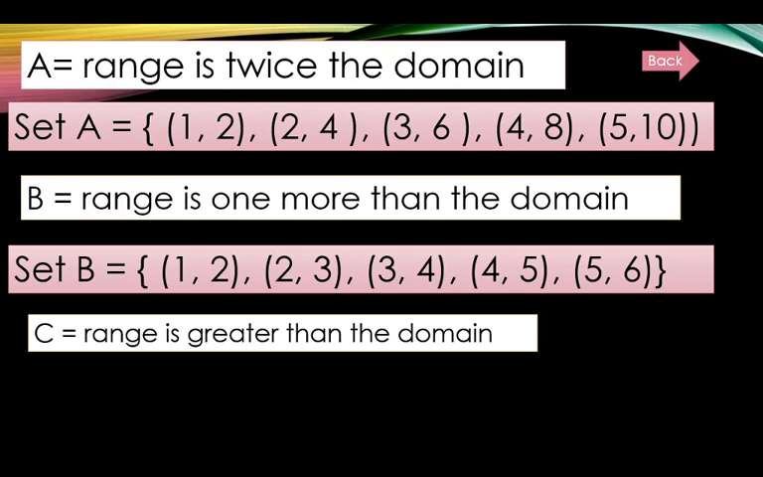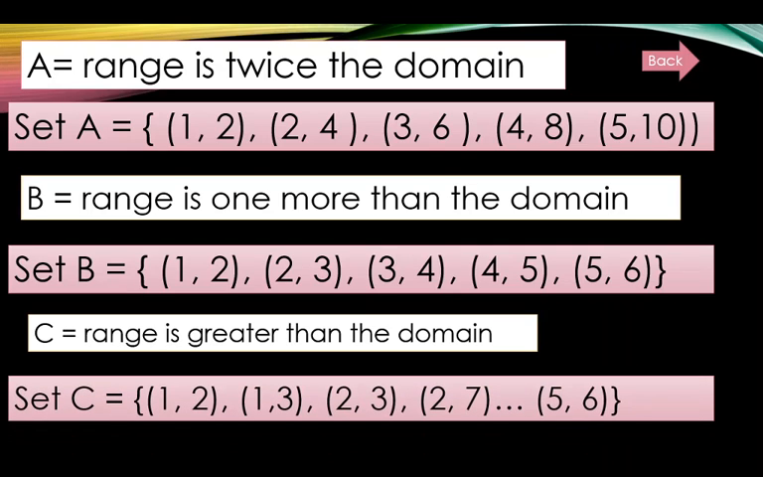You got it? Next, set C. The range is greater than the domain. Mas mataas ang ating range kesa sa domain. So we have set C. We have 1, 2, 1, 3, 2, 3, 2, 7, 5, 6. As you can see, all the range in our set C is greater than the domain. So this is all about an example of ordered pairs.